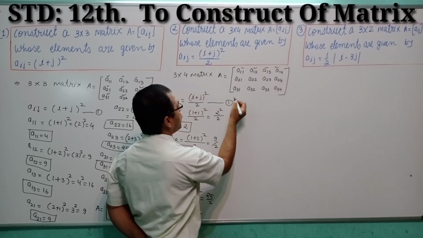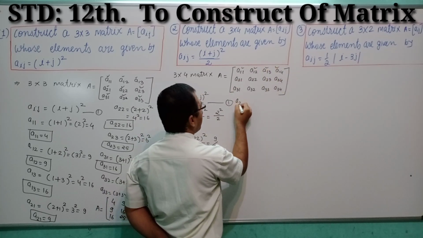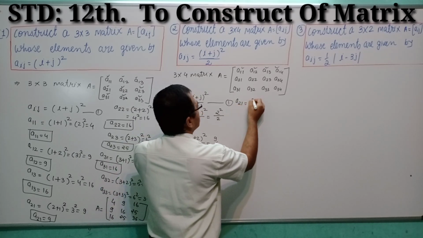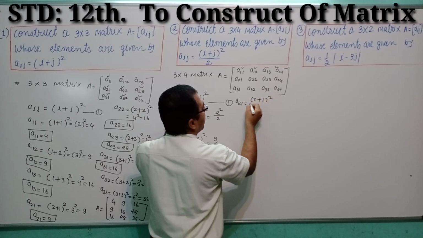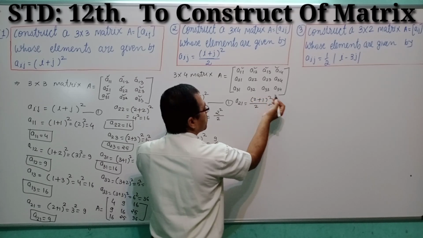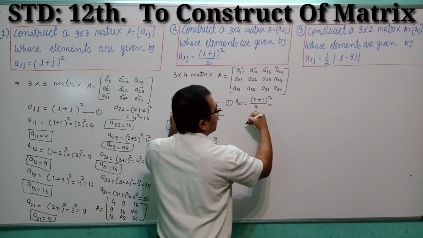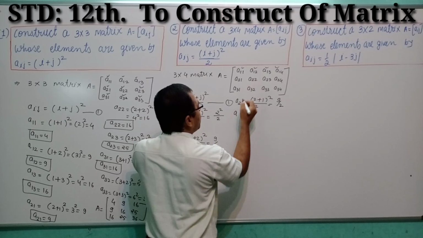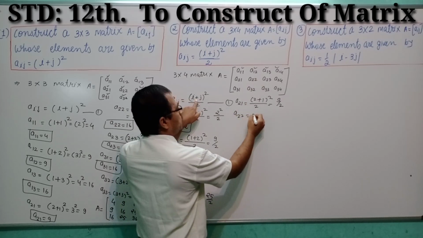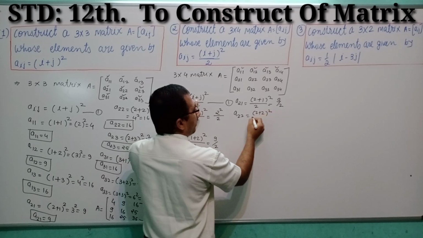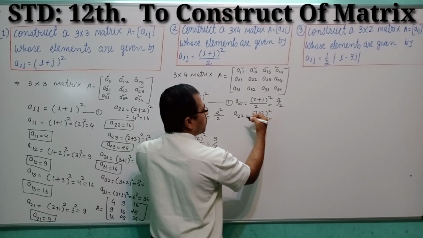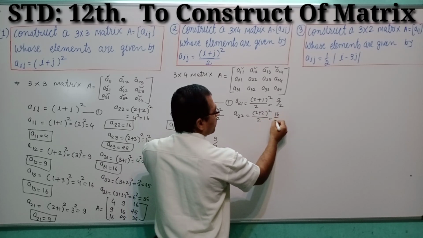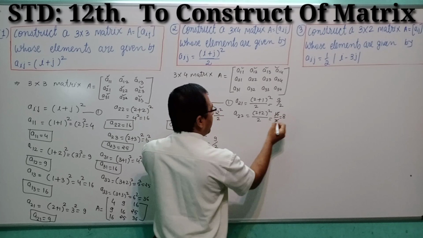Okay, so finding A21, the value of i is 2 and the value of j is 1. So (2 plus 1) whole square divided by 2, 3 square divided by 2 means 9 by 2. Again A22. So (2 plus 2) whole square divided by 2, 4 square divided by 2. So 16 by 2. Here we are getting 8.